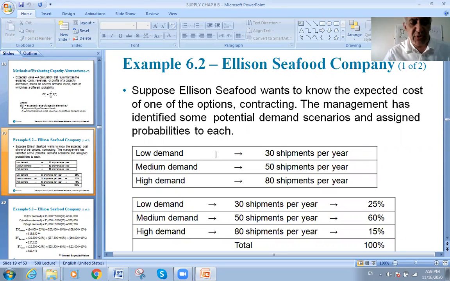But as an example, I told you I will give you a drawn one already. Already you will have the graph. You will just make the calculus of it, so don't bother yourself about this. But at least you will know that we have three cases of nature: low demand, medium demand, high demand. In the low demand, we have 30 shipments per year, here 50 shipments per year, 80 shipments per year. What we care about is the percentage: 25%, 60%, 15%. That's what we care about.